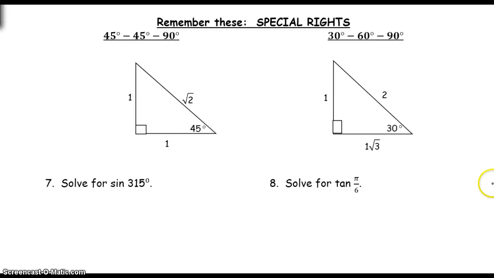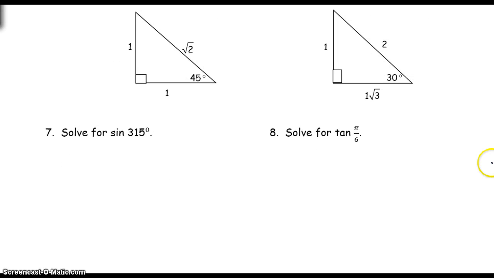So let's look at number 7. Okay, on number 7 here, first let's find out where 315 degrees is going to be. And I want you to use a length of 1 for all of these. And you'll see what I'm saying in just a moment. That's 180, that's 270. So 315 must be somewhere over here, correct? 315 must be somewhere over here.